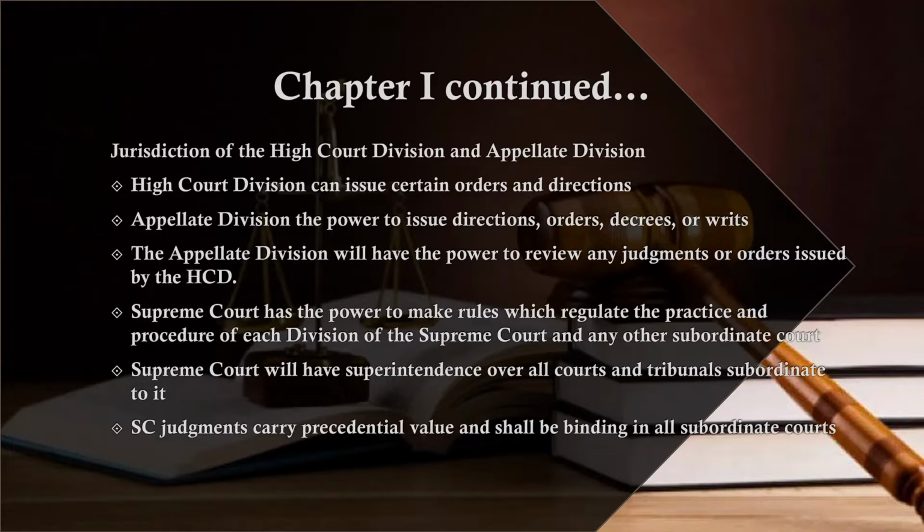According to this chapter, the Supreme Court has the power to make rules which regulate the practice and procedure of each division of the Supreme Court and any other subordinate court. It also states that the Supreme Court will have superintendence over all courts and tribunals subordinate to it. Supreme Court judgments carry precedential value and shall be binding in all subordinate courts in the Republic. It also states that all authorities, executive and judicial in the Republic, will act in aid of the Supreme Court.